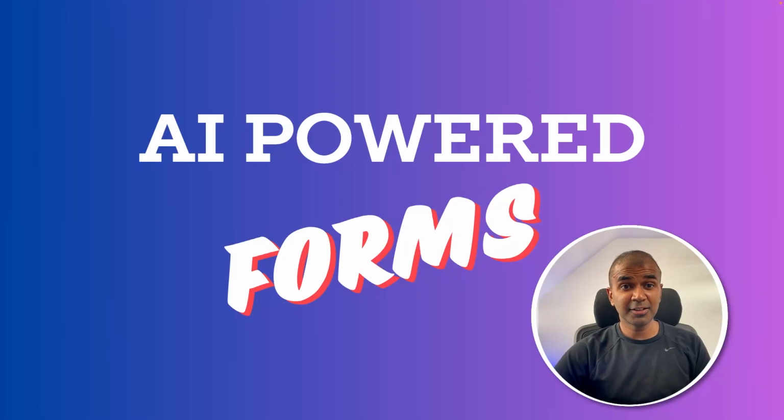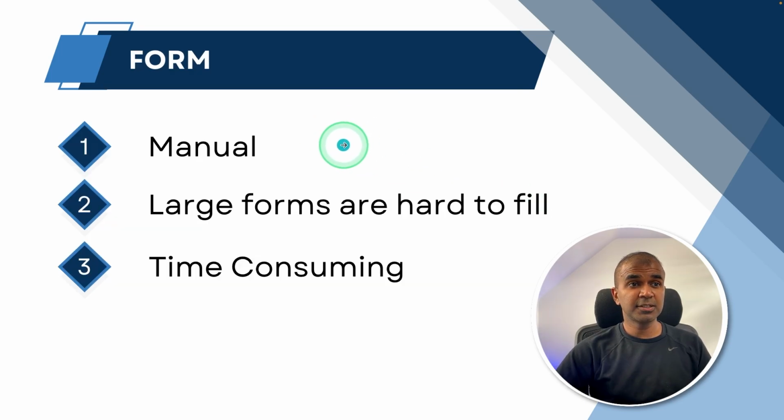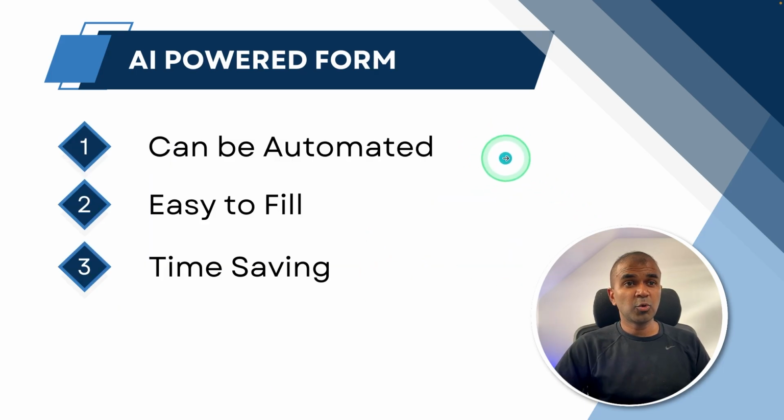This is amazing. Now we're going to see about AI-powered forms. When you take a form, it'll contain multiple fields to fill. Filling this form or any kind of form is generally a manual process. Large forms are really hard to fill and it's time consuming. But when you consider an AI-powered form, AI will help you to fill the form. In that way, you can automate the process of form filling. It's easy to fill the form and also it's time saving.